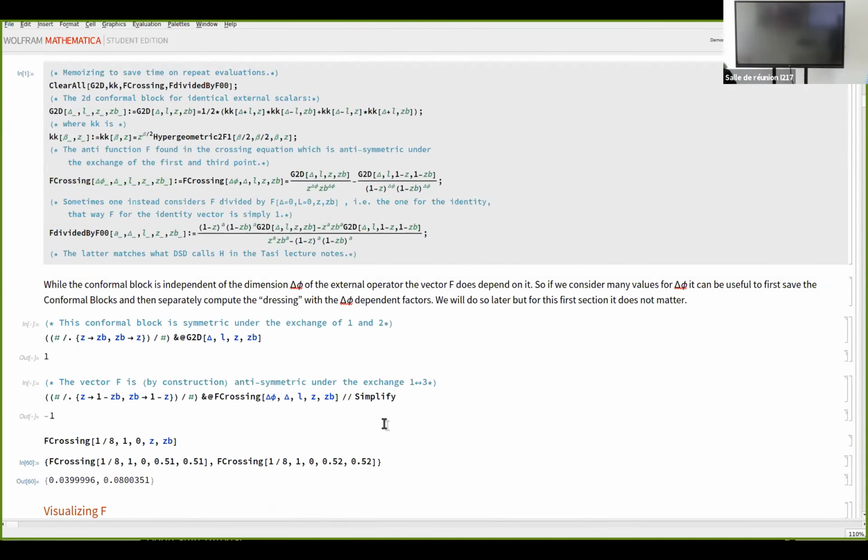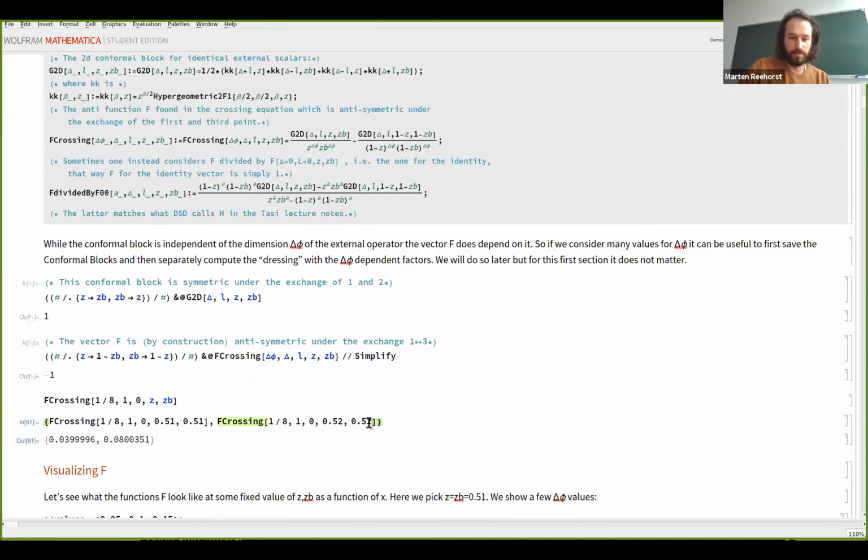If you evaluate this for some operator, you get some vector. The first entry is the external operator dimension; we are considering 4 operators with dimension 1/8, so here I put 1/8. The second entry is the internal channel, the dimension of the exchanged operator, and the third entry is its spin. You are considering not only the conformal block but also the z bar part. Okay, sure.